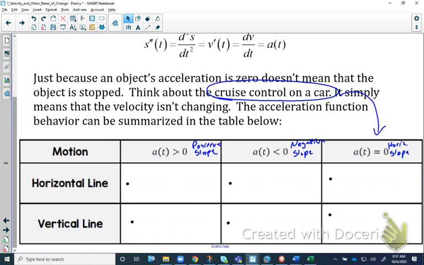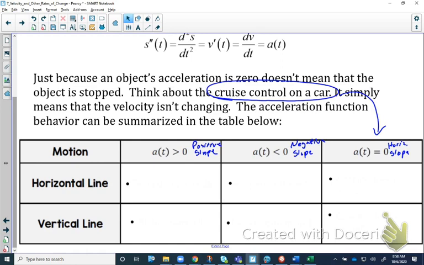Now here, what it's telling you, just because an object's acceleration is 0 does not mean that the object is stopped. And the analogy that they're giving you is about the cruise control on your car. You set the cruise control on your car at 65 miles an hour. That is your speed, that is your velocity, but you are not increasing or decreasing that, so the acceleration is 0. So while you're still moving, your velocity has some value to it. Because you're neither increasing nor decreasing that velocity, your acceleration is constant and remains the same, so it would be a horizontal line.